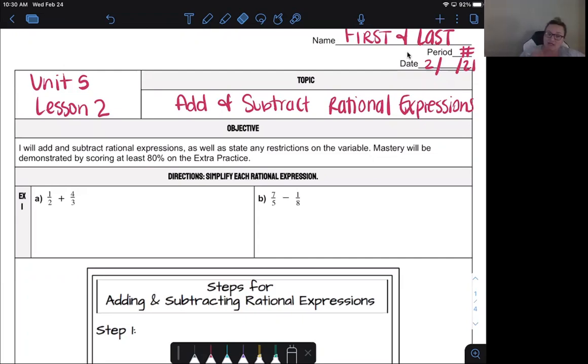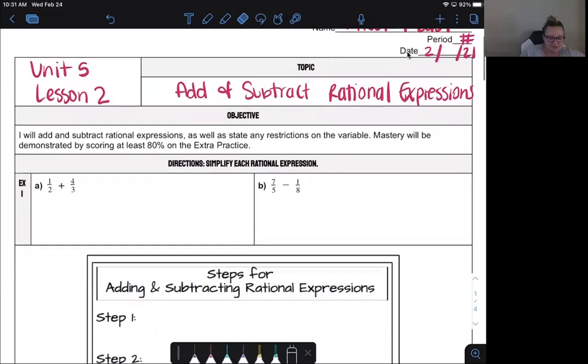So what we did in our last lesson was we took a rational expression, a polynomial in the numerator and in the denominator, and we simplified them as far as we could. Today we're going to take two different rational expressions with polynomials in the numerator and denominators, and we're going to add them and combine them into one, or we're going to subtract them. We're going to take two rational expressions and combine them into one rational expression through addition or subtraction.